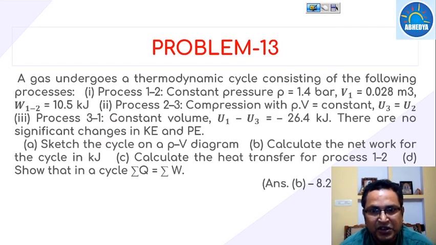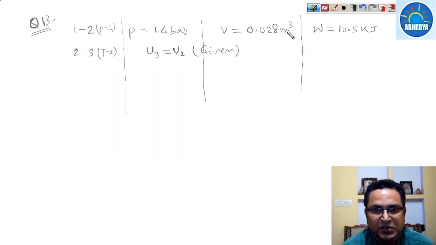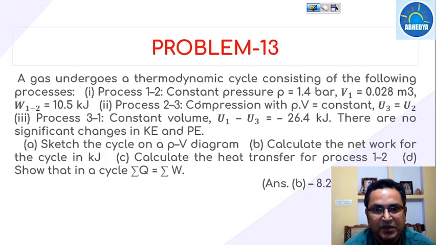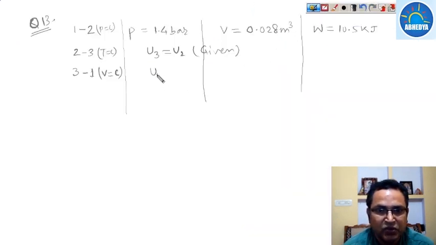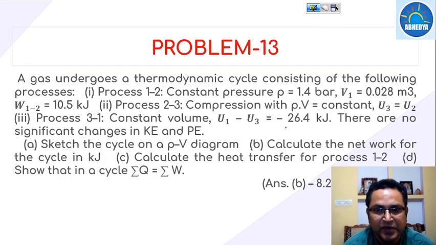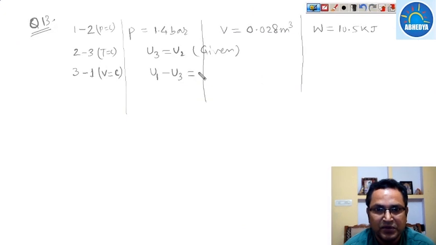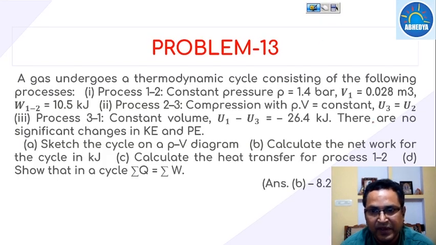Now process 3 to 1 is a constant volume process. In the process 3 to 1, U1 minus U3 is equal to minus 26.4 kilojoule. There is no significant change in kinetic and potential energy.